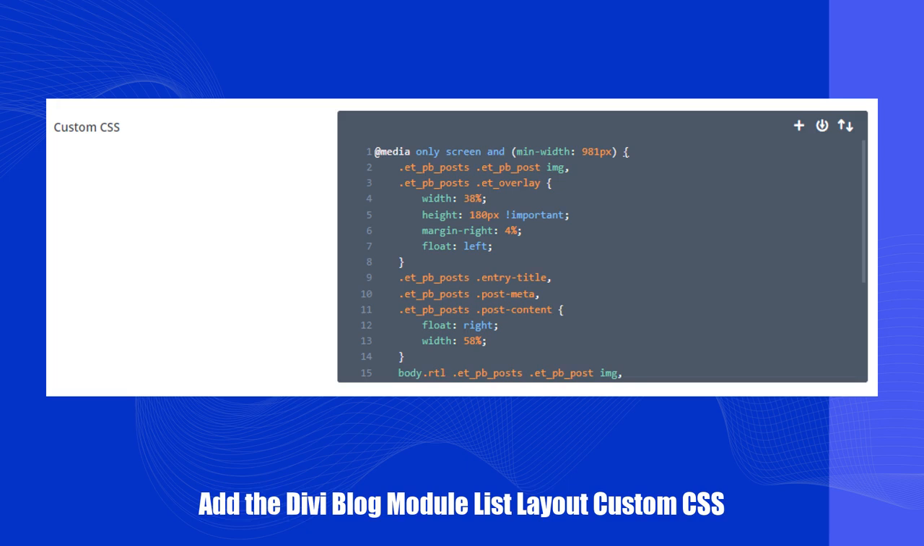The code is already tailored for responsive design, ensuring the layout looks great on larger screens and is also aligned properly for RTL, right-to-left languages. You can also tweak the width, height, and margin values in the code to better suit your needs. For the full CSS code and details, refer to the accompanying post. Once added, this code will transform your blog module into a neat and stylish list layout like the example shown here.